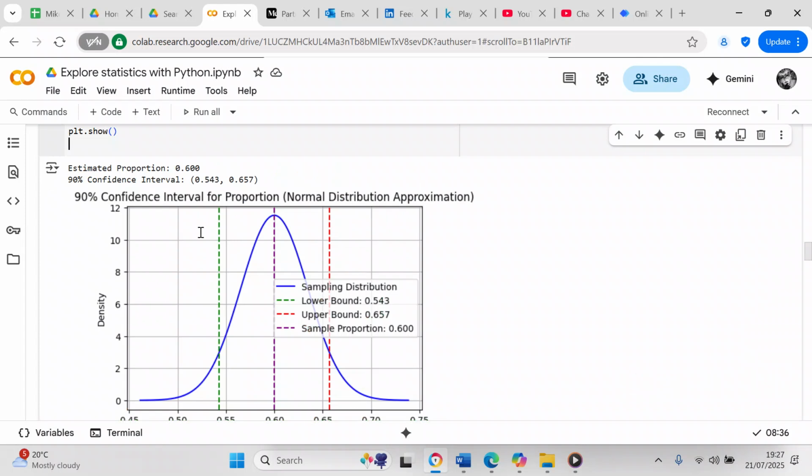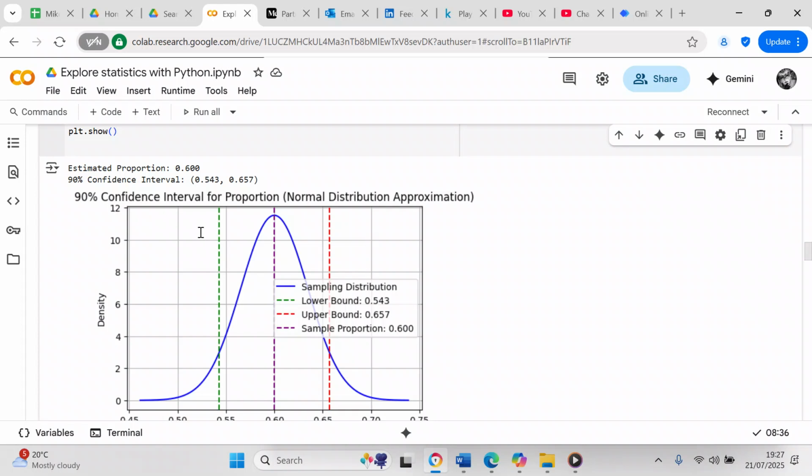So, 90% confidence interval for proportion with normal distribution approximation. The blue line is your sampling distribution, and it is a normal distribution. The green dashed line is your lower bound at 54.3%. The red dashed line is your upper bound of 65.7%. And your sample proportion is 60%.